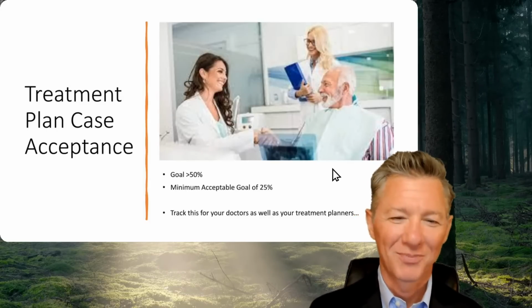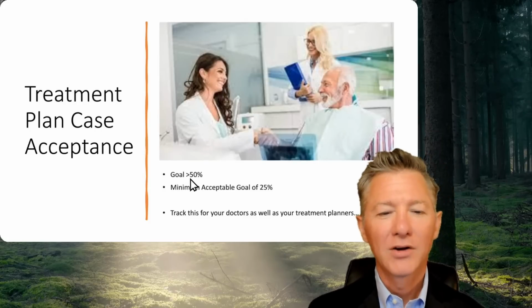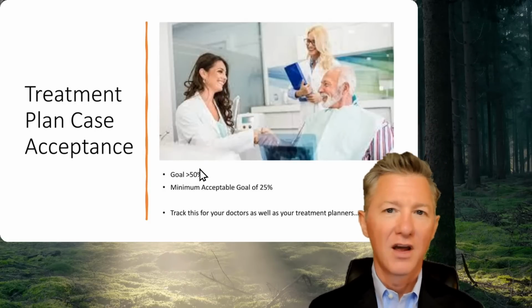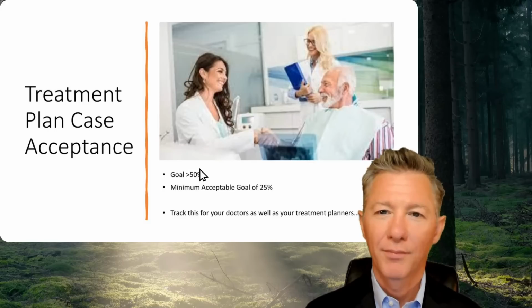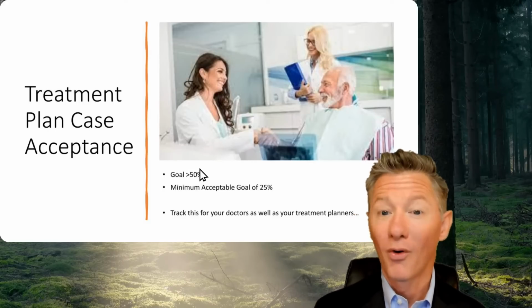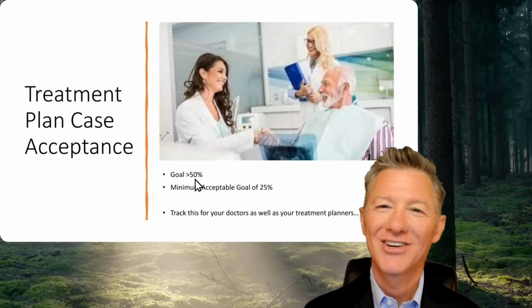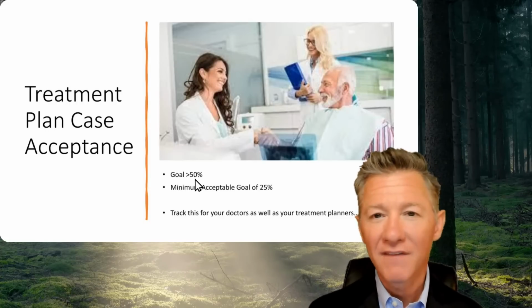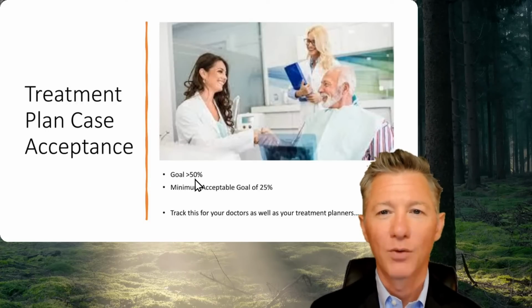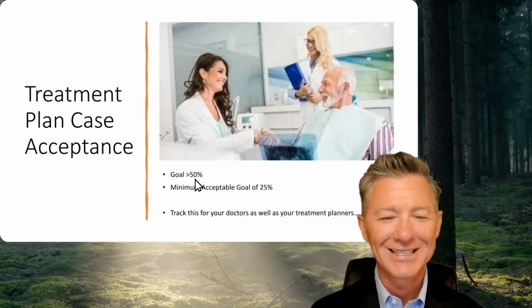I tried to be as strict as possible with that definition. So my goal was greater than 50% of any of the treatment plan dollars that we treatment planned. I wanted to get half of it or more on the books. I had a minimum acceptable goal, given that definition, of 25%. If anybody started dipping below 25%, we need to have a conversation as to why that's the case.